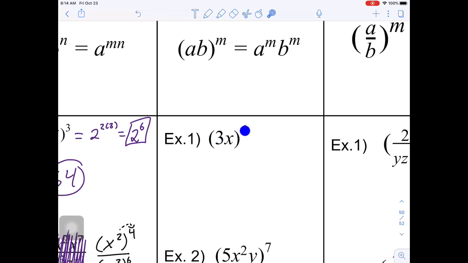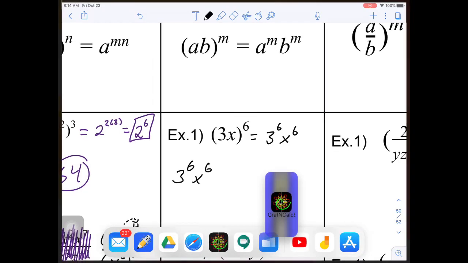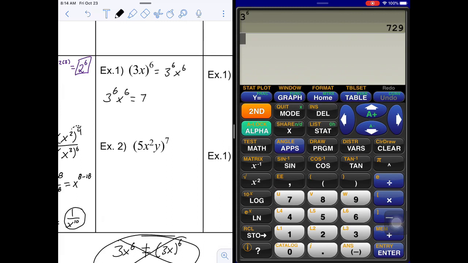So here, since I have two entities multiplying each other, and they're both being applied to the same exponent, I'm going to bring that exponent in. So this will become 3 to the power of 6 times x to the power of 6. Okay, and 3 to the power of 6, I'm not quite sure what that is, so let's plug that into my calculator. So again, I'm going to use my exponent. So to the power of 6, and that gives me 729 x to the power of 6. And there's your solution there.